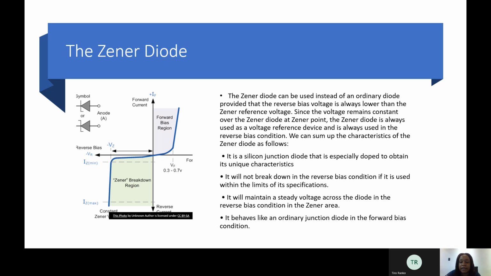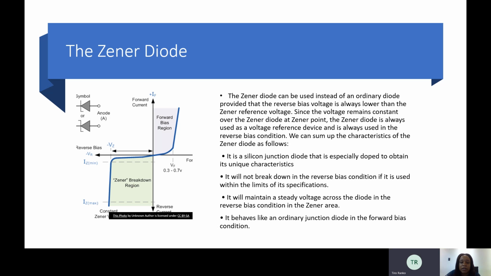Yes, ma'am. What's your question? This Zener diode, doesn't it look similar to the semiconductor diode? Yeah, it is almost the same as this normal diode. The only difference is that there's a Z at the front representing it.